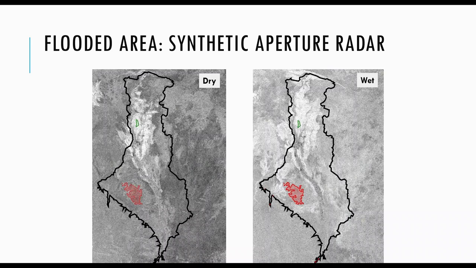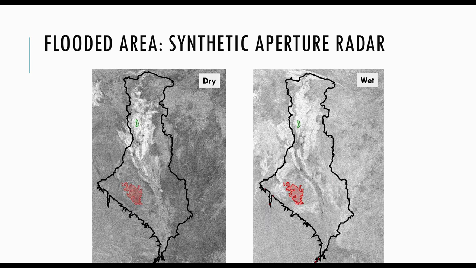So to approach this, we made use of synthetic aperture radar data. Everything I'm going to be showing comes from the ASAR sensor, but there are various platforms available these days that can do the same thing. Synthetic aperture radar is an active remote sensing technology, where you're basically shooting a radar signal down and measuring the backscatter.